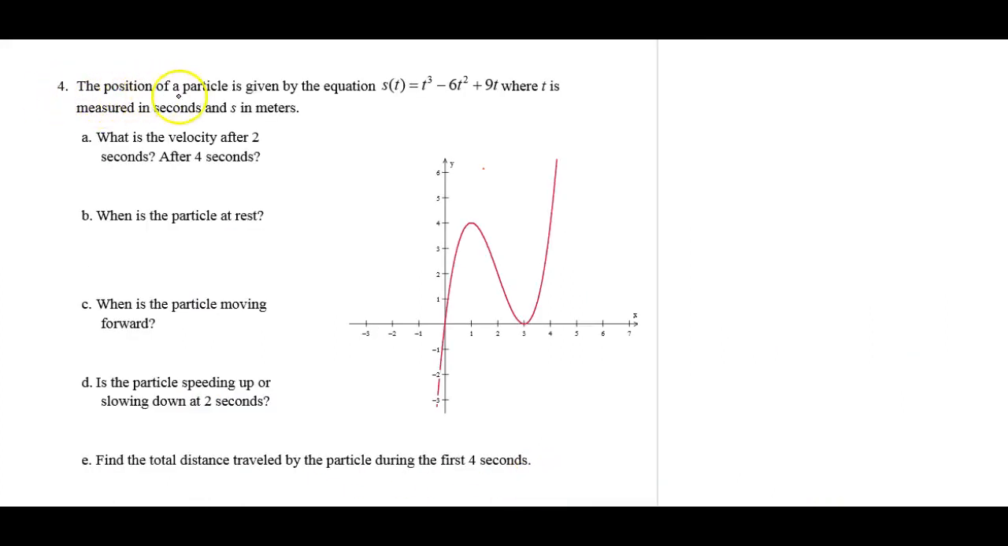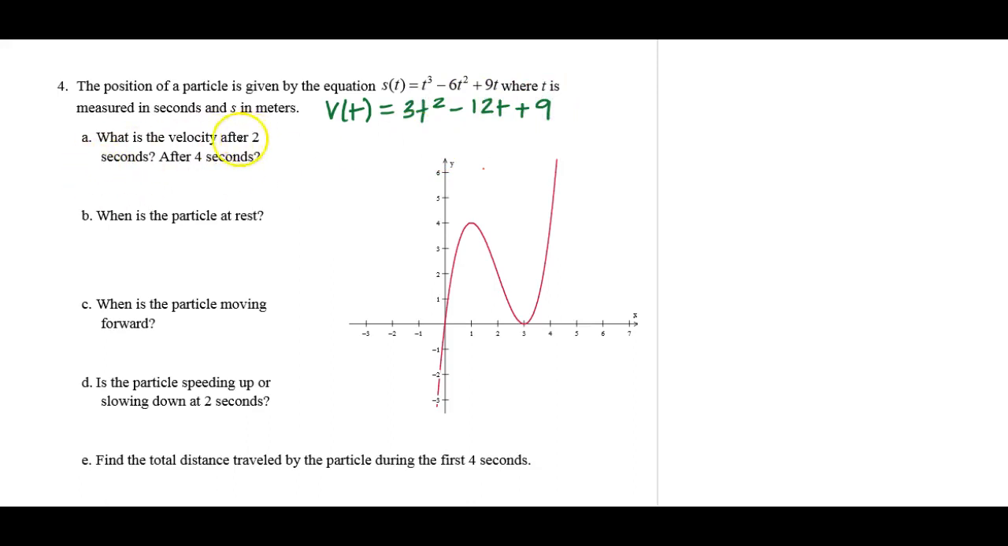Alright, example 4. The position of a particle is given by the equation s of t equals t cubed minus 6t squared plus 9t, where t is measured in seconds and s in meters. Part A. What is the velocity after 2 seconds and after 4 seconds? So I need the velocity function, I need v of t. I'll go ahead and put that up here. The derivative is 3t squared minus 12t plus 9.